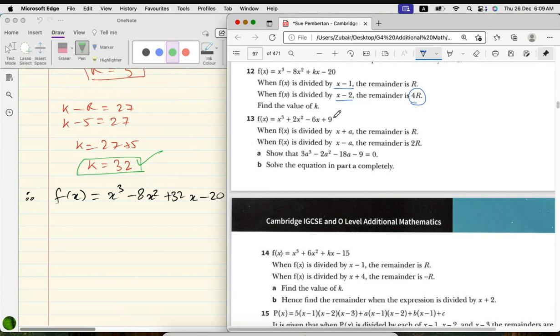Done. Last step. Okay. So k equals 32. Yes.